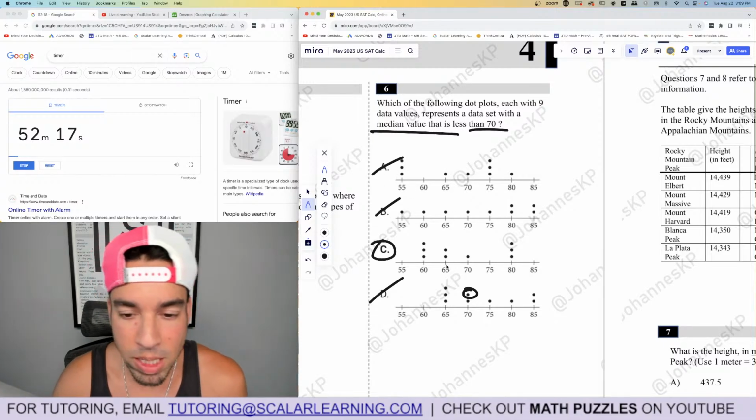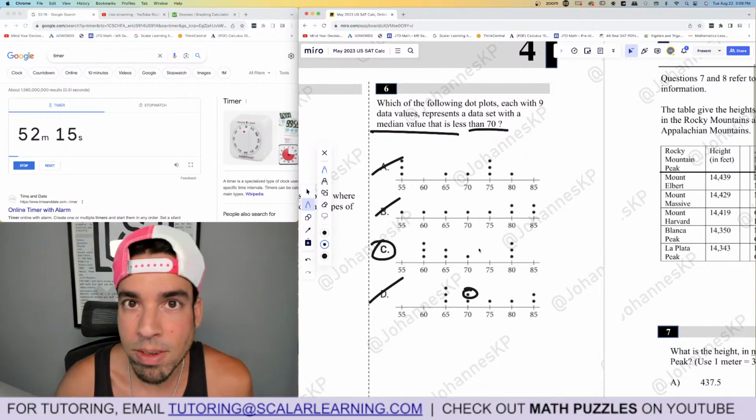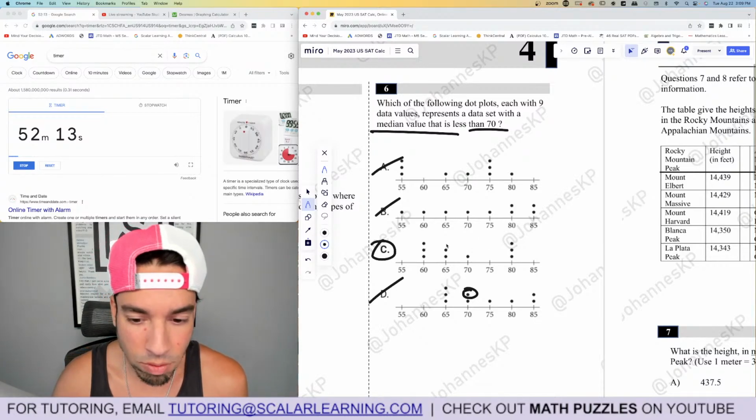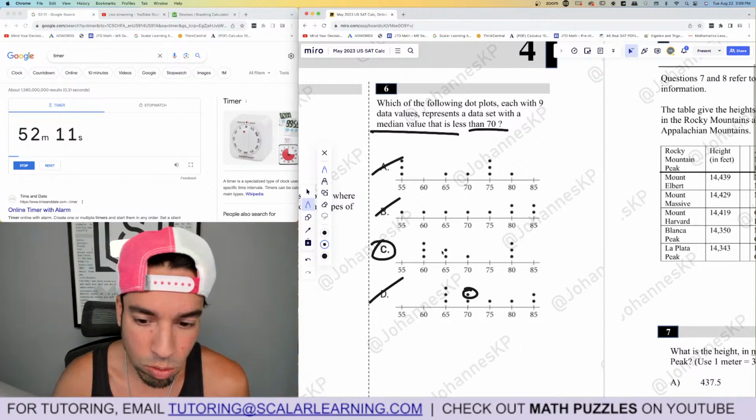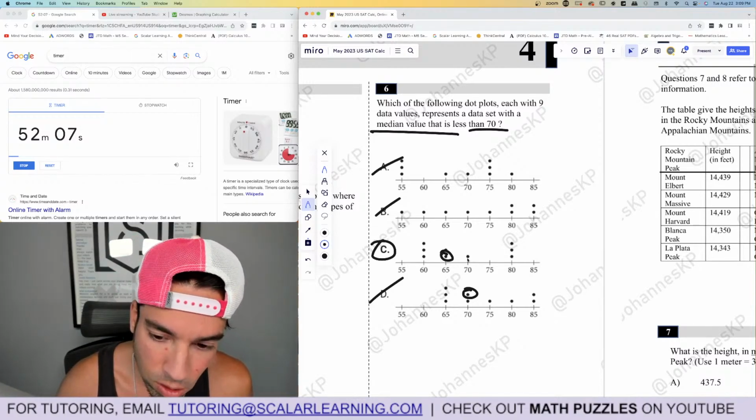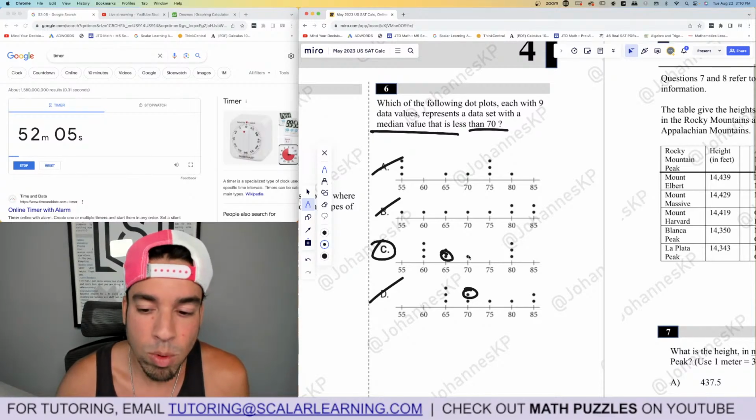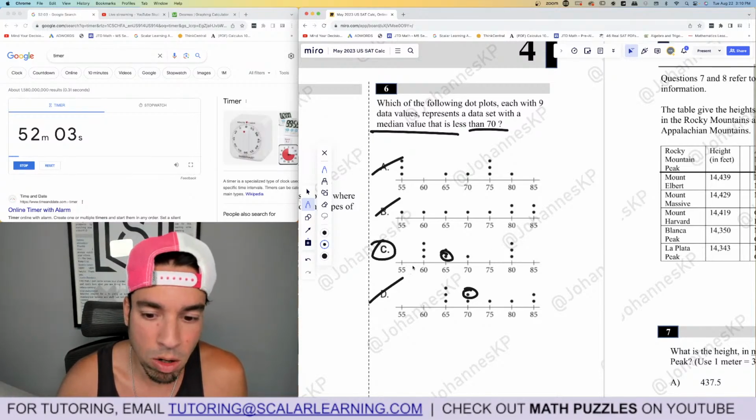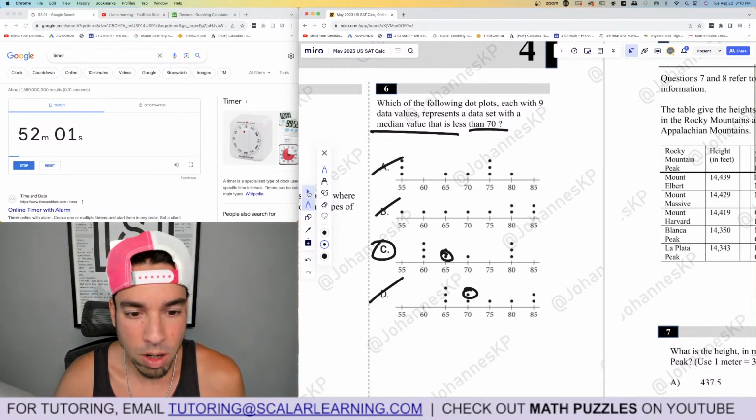Okay, so what is the median? Median is the middle value. So if I have 9 values, it's the 5th value going from left to right. So 1, 2, 3, 4, 5, and there's the median at 65. And then 4 more. So you see we have 4 above, 4 below, and that's how you know it's the middle, aka the median.